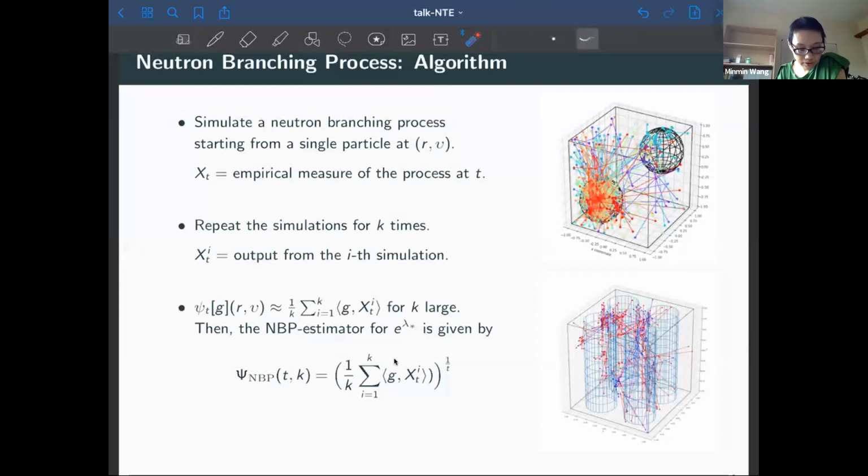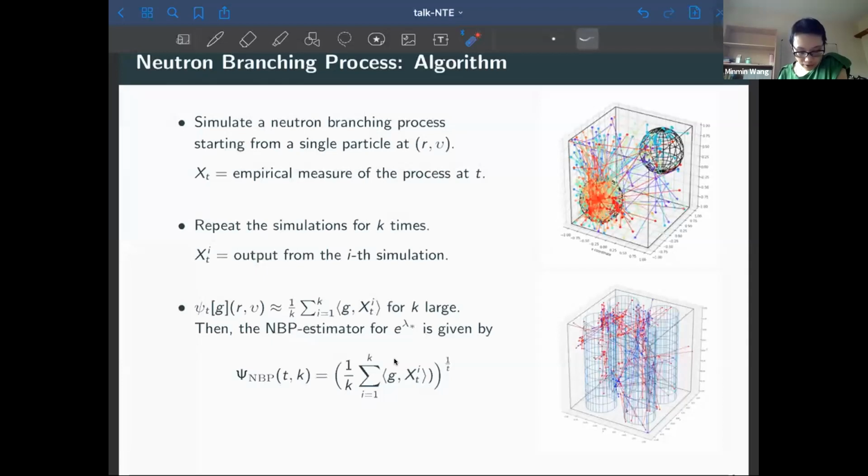Okay, so I denote it as xt. And then repeat the simulation for k times. Record the output from each of these simulations. Take the average of these k outputs. Thanks to the law of large numbers, this will give us a good approximation of its expectation, which corresponds to exactly the solution to the NT.